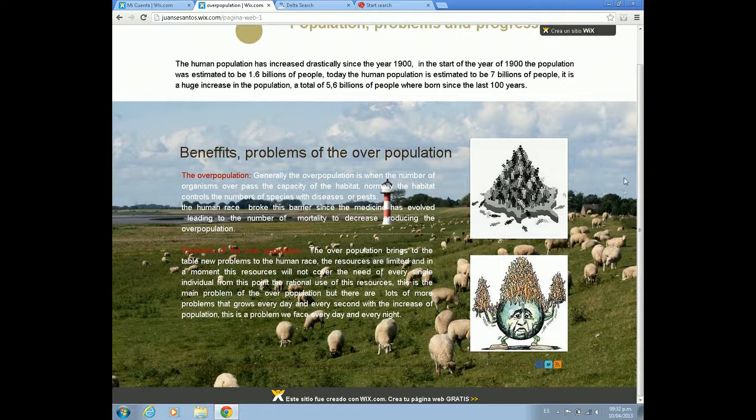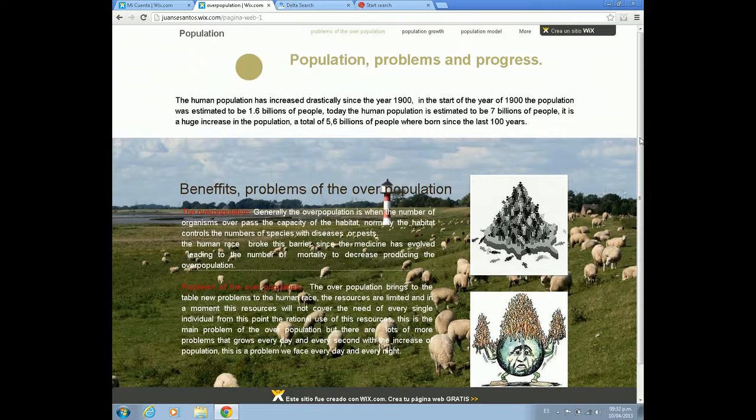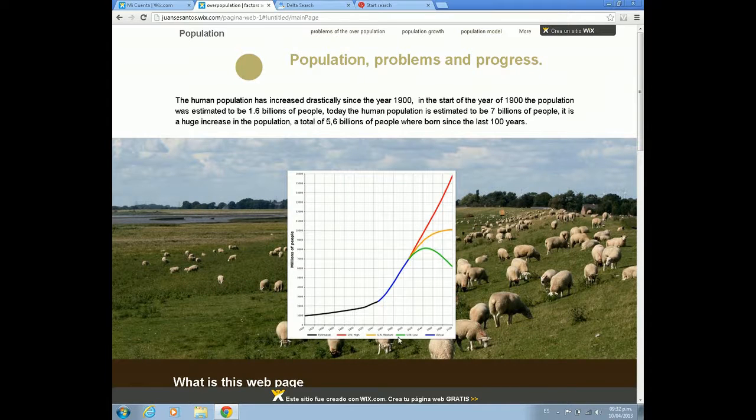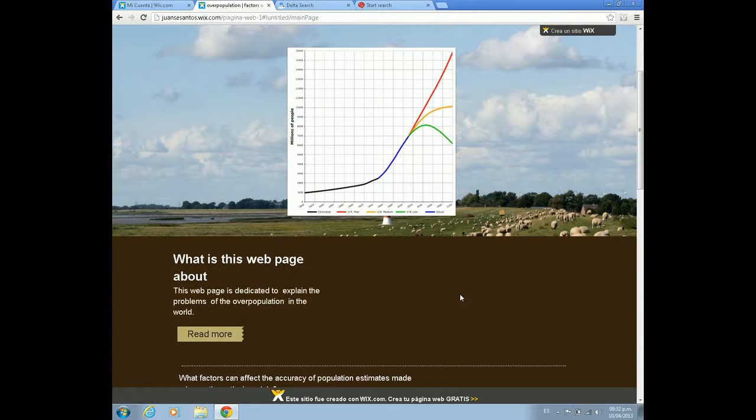Here are some images. Here is a graph of all the population growth, and this is maybe a prediction for the human population in other years, in the future.